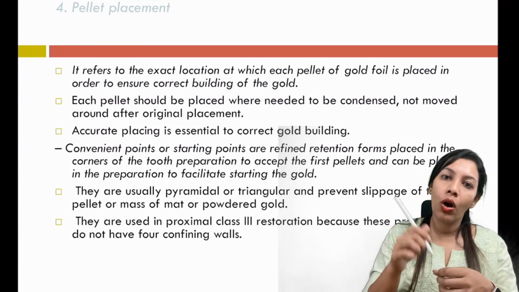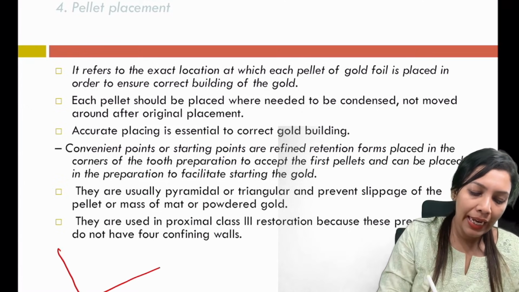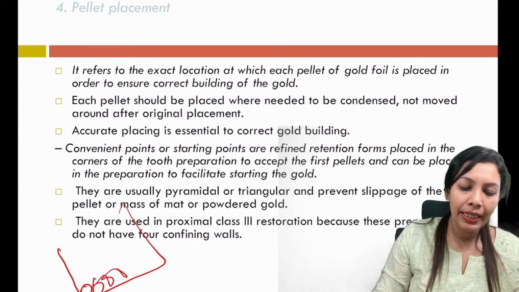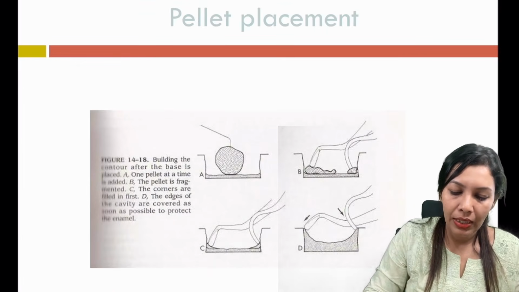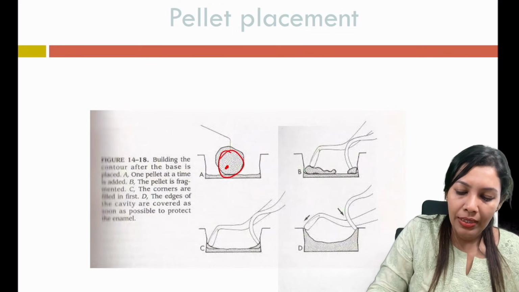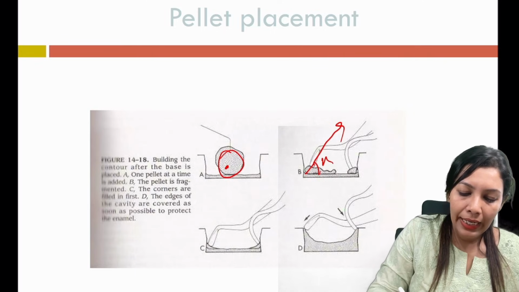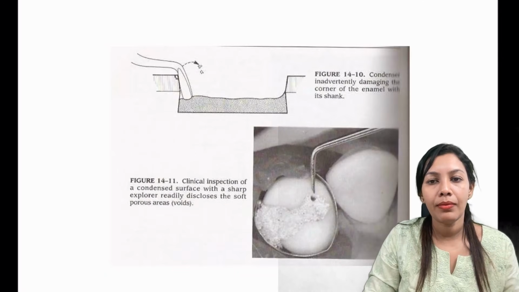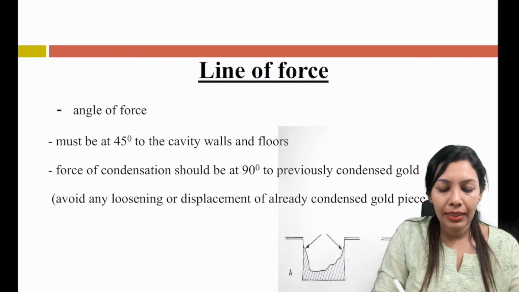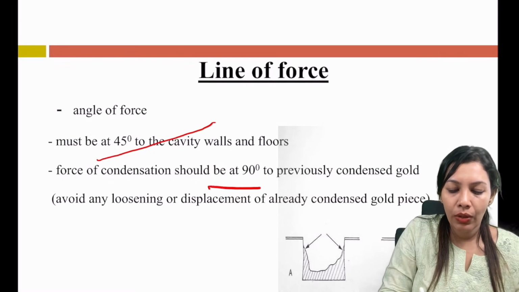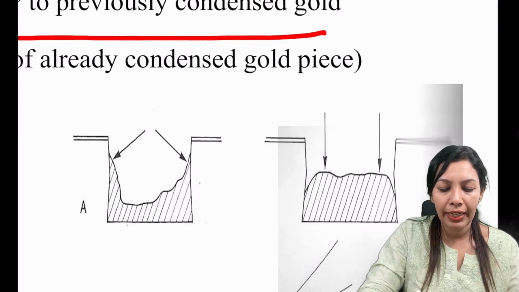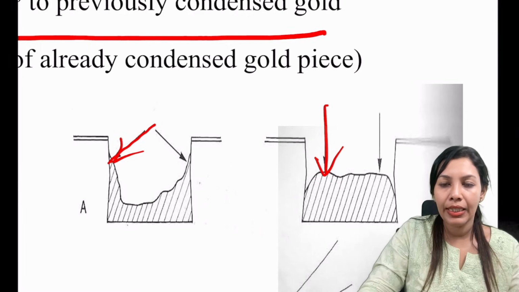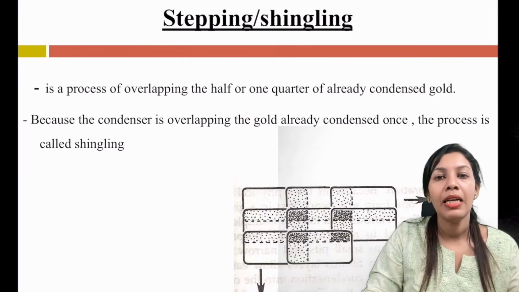So the pellets are similarly located in the cavity and we'll be giving equal pressure. You can see in this image the pellet is placed first. First of all, we'll give a 45 degree angulation and next a 90 degree angulation of force. Then we'll be forming a stepping bridge formation. As I said, this is very important: 45 degree to the cavity wall, then 90 degree to the cavity wall. This is important.